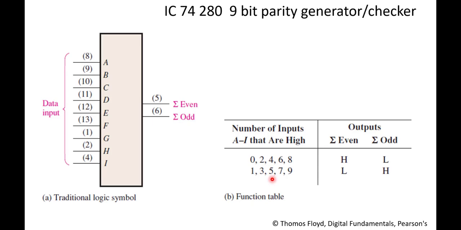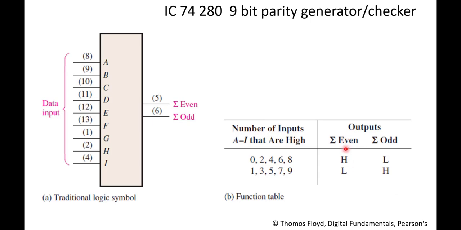Similarly, your even and odd outputs can be used for parity checking. If there is an even number of ones, your even output goes high. That means there is no error, because your input data has an even number of ones. Similarly, in odd parity checking, if there is an odd number of ones, your odd output goes high, so we can say there is no error in the parity. If it goes low, that means there is an error in the parity.